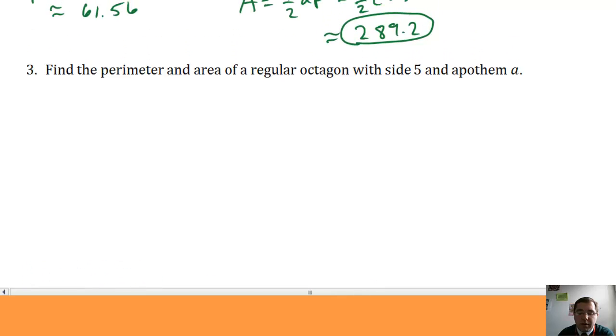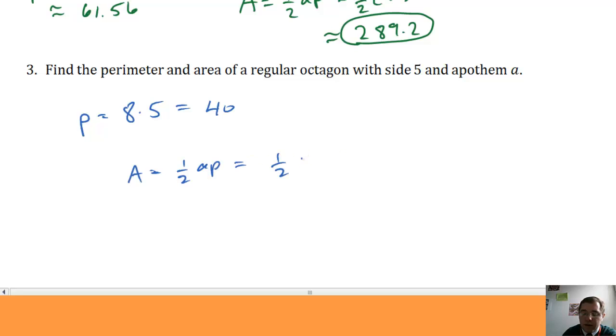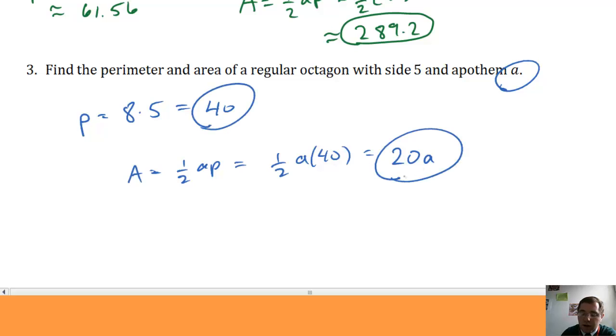Number 3, find the perimeter and area of a regular octagon with side 5 and apothem A. So it's an octagon, 8 sides. So the perimeter is going to be 8 times the length of the side, which is 5. So the perimeter is going to be 40. The area is going to be 1/2 of the apothem times the perimeter, or 1/2 of A times the perimeter, 40. Remember, multiplication is commutative, so I can take the 1/2 times the 40 right away and get 20 times A. So the perimeter is 40, the area is 20A.